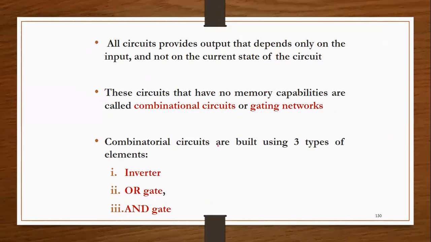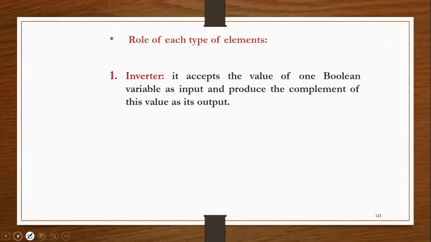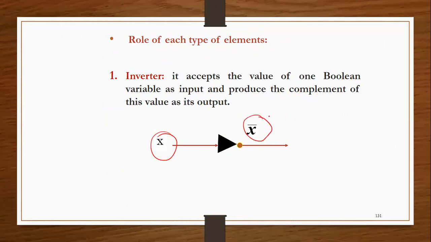Combinatorial circuits are built using three types of elements: inverter, OR gate and AND gate. So basically here the inverter is your complement. It accepts the value of one Boolean variable as input and produces the complement of this value as its output. This is the symbol for the inverter shown here. So it takes x and it gives x bar, that is the complement. The input to the inverter is on the left side entering the element and the output is on the right side leaving the element. So x bar is over here.